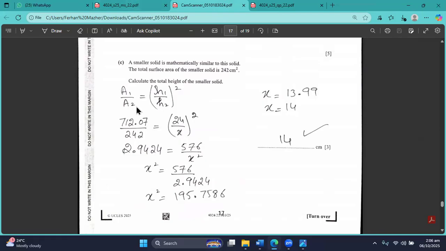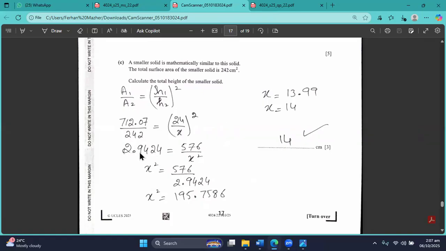So the area 1, the largest solid, is 712.07, and the area of the smaller solid is 242. It is given here. The height of that bigger solid is 24, and the height of the smaller solid is in question. So you put a square on it because they are similar. So that's the very famous formula, the area and the volume of the similar solids. I hope you have studied that chapter.